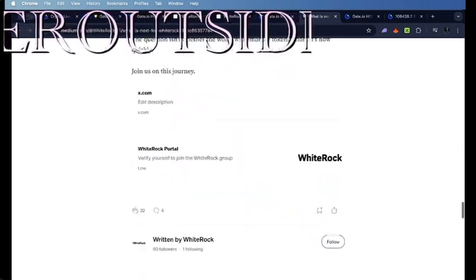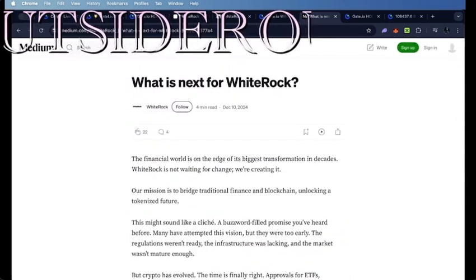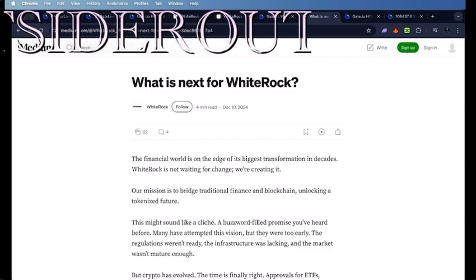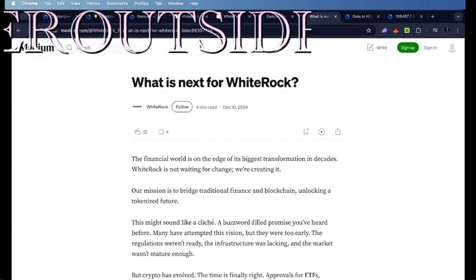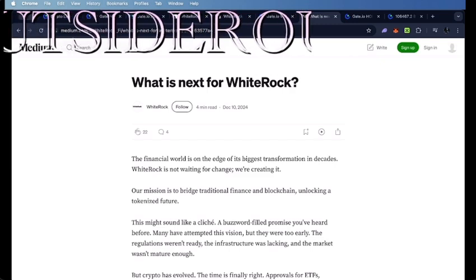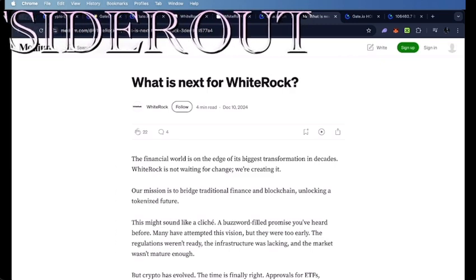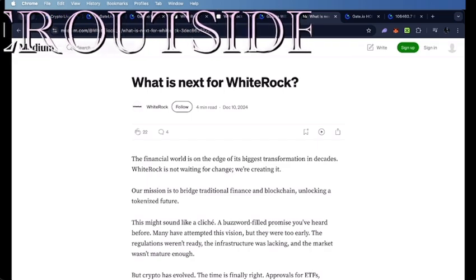let's see what's going on here. This also looks interesting. What is next for WhiteTrack? The financial world is on the edge of its biggest transformation in decades. White is not waiting for change, we are creating it. Our mission is to bridge traditional finance and blockchain, unlocking a tokenized future.